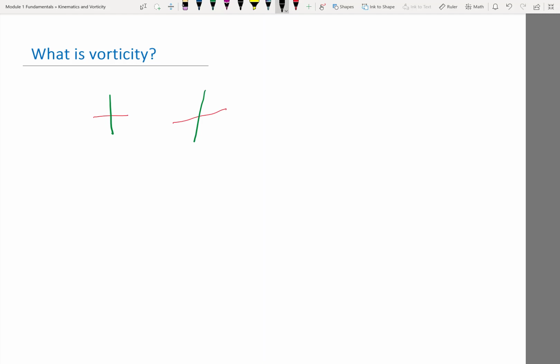Vorticity is defined as the angle at which the red line tilts plus the angle the green line tilts, but in the opposite direction. So vorticity is defined as, let's say, the angle theta red plus this angle theta green, okay? So it's theta red plus theta green divided by this small amount of time. So that's what vorticity is.